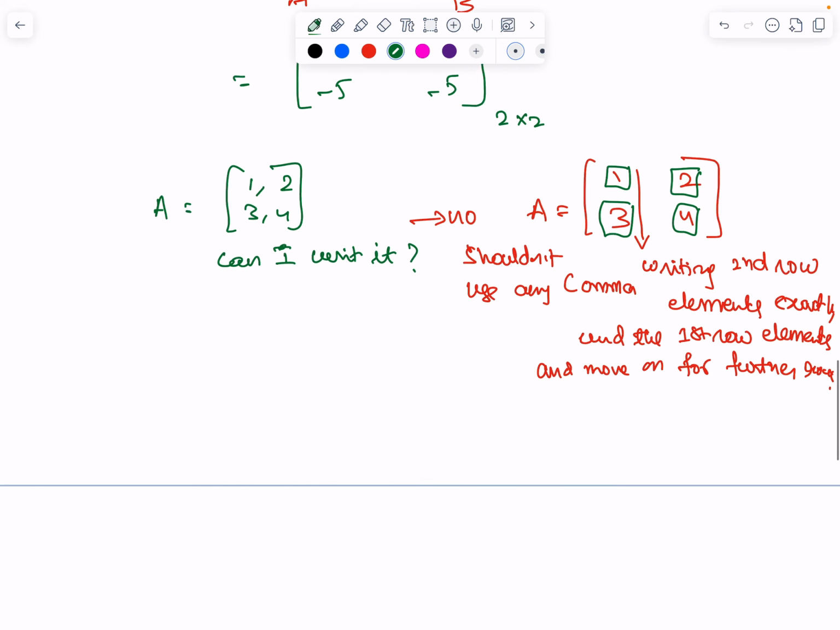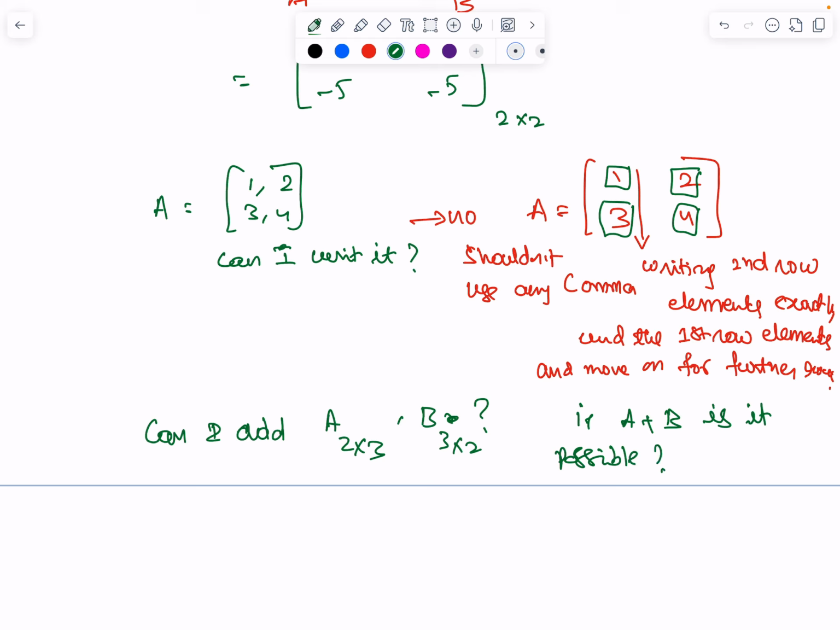Okay. Now, before I introduce multiplication, another question. A is a 2 by 3 matrix, B is a 3 by 2 matrix. Can I add A and B here? That is A plus B. Is it possible? Answer is no. Of course, I can keep A plus or minus B.